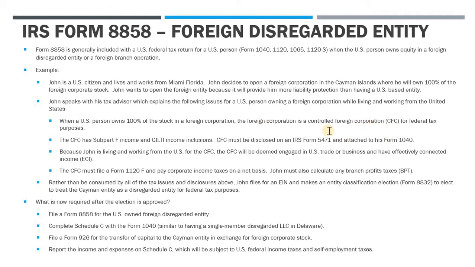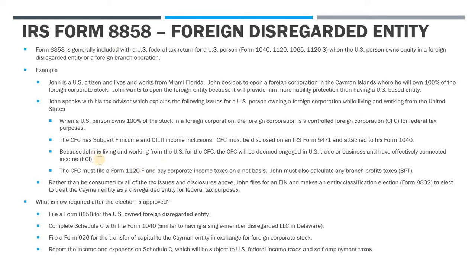So CFCs, controlled foreign corps, have a number of different disclosures, income inclusions, a bunch of issues, right? So when you have a CFC, the first thing we need to consider is, do we have any kind of subpart F income inclusions? Do we have any GILTI, that's global intangible low-taxed income inclusions? These are the anti-deferral mechanisms which say that, well, even though you've got a foreign corporate entity, if you've got U.S. shareholders in there, a lot of times that income is passed through to you anyway, even if you don't take any dividends. Now, from a disclosure perspective, the U.S. person needs to include the 5471 with their return, and it goes along with John's 1040 in this case.